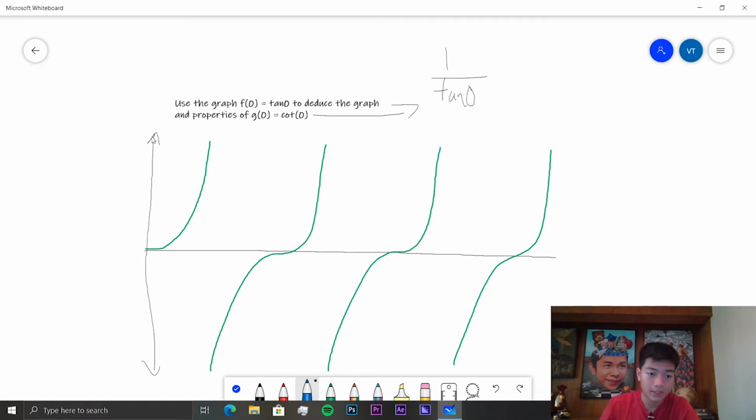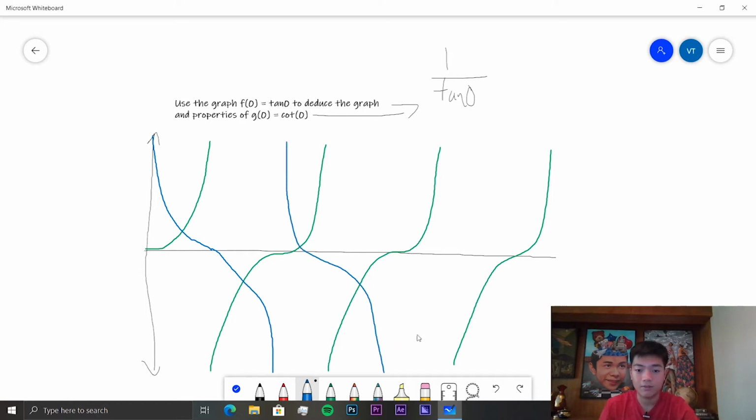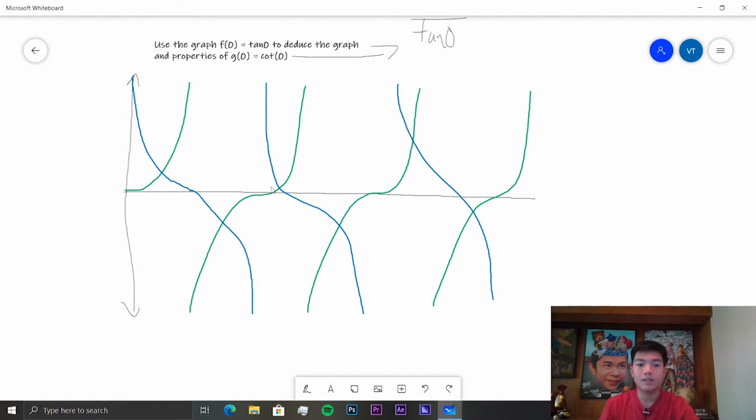So we can make it seem like this, and then similarly, as tangent theta is a negatively large value, cotangent will look like this. So it's sort of like a mirrored version of this graph. So the cotangent graph should look like the blue lines here, compared to the tangent graph, which should look like the green lines.